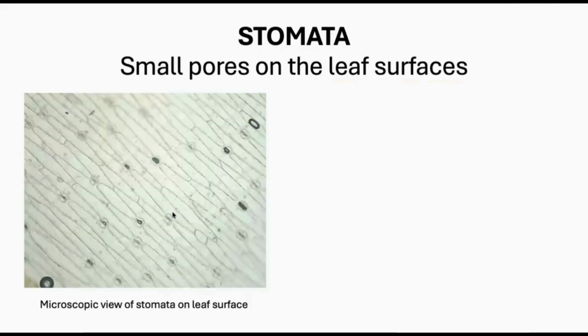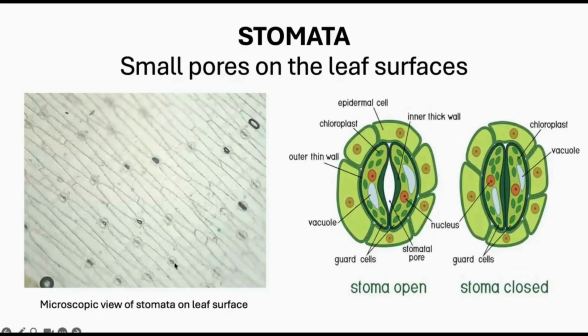Next one is stomata. As we all know, stomata are the small pores present on the leaf surfaces. So under the microscope, we can see stomata like this. Stomata have the capacity to open and close by themselves. When the stomata are open, they trap carbon dioxide and release oxygen and water. When the stomata are closed, there is no exchange of gases.